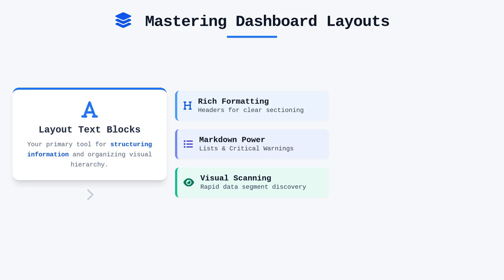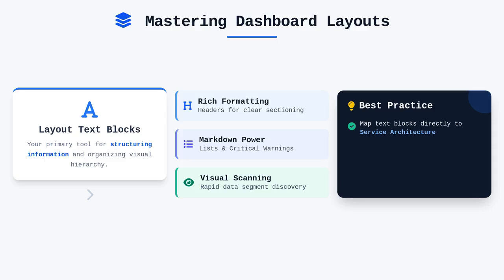Markdown support is quite robust in this environment, giving you the ability to create lists or emphasize critical warnings. Remember that these instructions are most effective when they map directly to the service architecture depicted in the charts themselves. If a chart tracks memory saturation, placing a small markdown block nearby with a link to the relevant service map gives the user a clear path for further investigation.